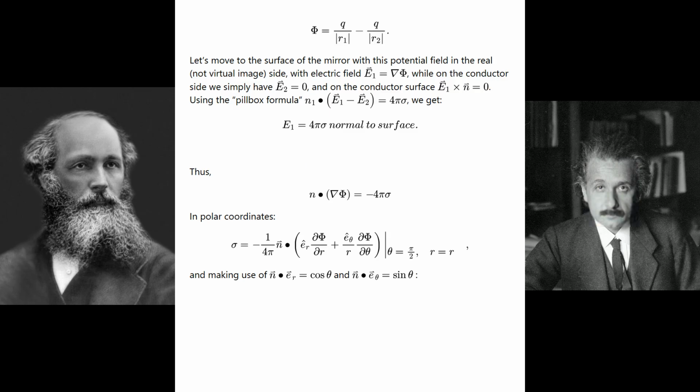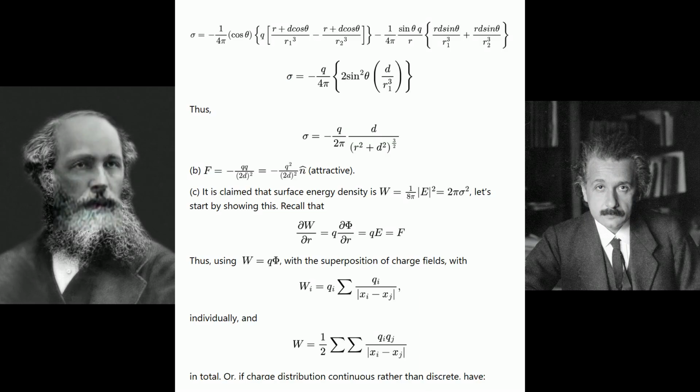Using the pillbox formula, N sub 1 dot, E vector sub 1 minus E vector sub 2 equals 4 pi sigma, we get, see the next equation. In polar coordinates, see the next equation. And making use of n vector dot e vector sub r equals cosine theta and n vector dot e vector sub theta equals sine theta.